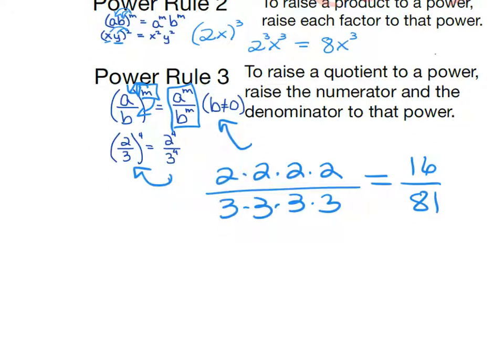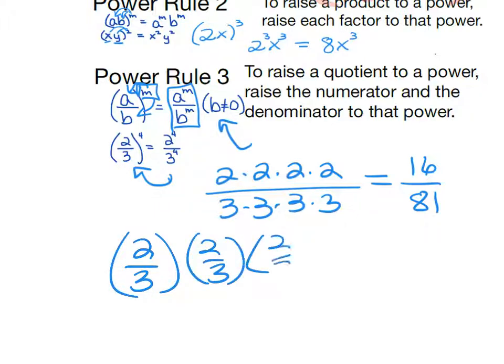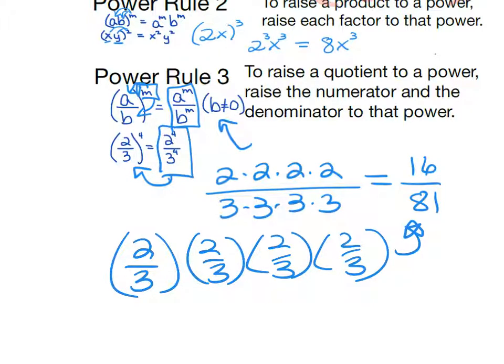Now, also you could think of this as writing 2/3 times 2/3 times 2/3 times 2/3. And you still will get the same fraction. But if it asks you to leave it in exponential form, you would just leave it as 2 to the 4th over 3 to the 4th. Everybody good on the rules for exponents? Let's try a few examples.